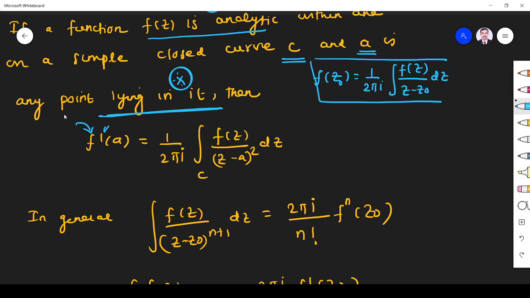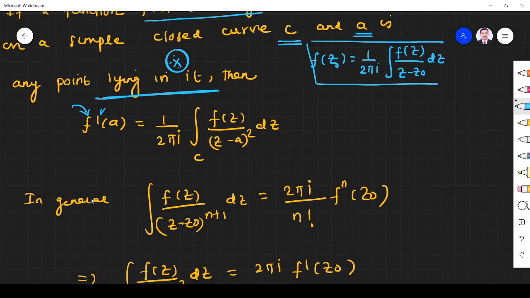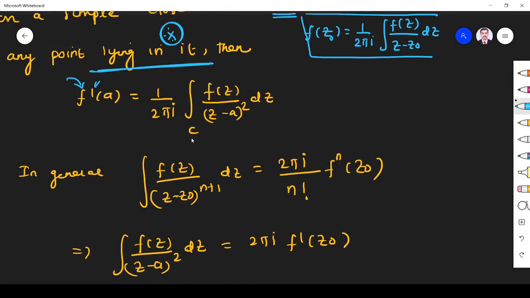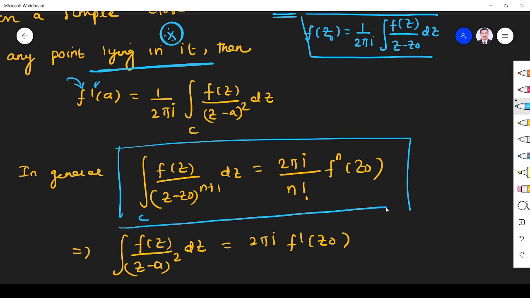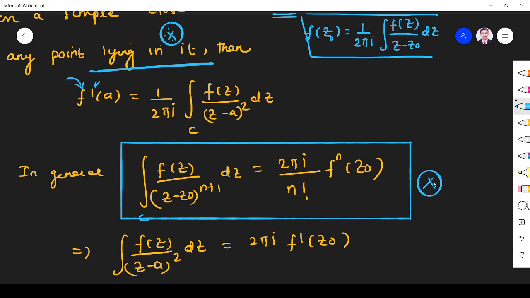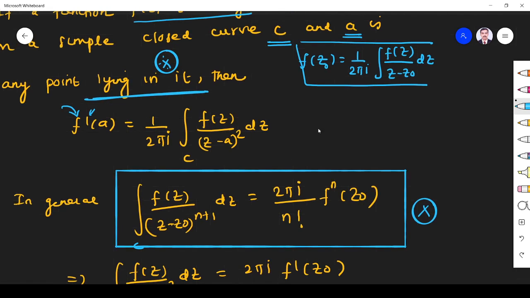In general, in terms of n, that was the first order derivative. For nth order, we write the integral over c of f of z divided by z minus z naught to the power n plus 1 dz is equal to 2 pi i divided by n factorial times f n of z naught. This is what we have to remember. If you remember this one, you can apply it for anything, even for a simple analytic function.